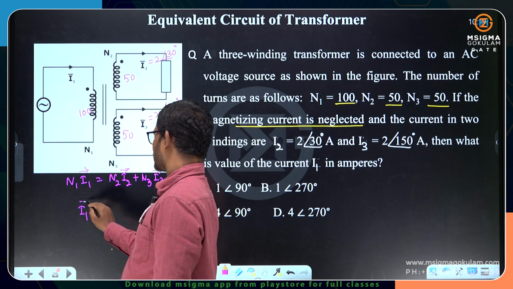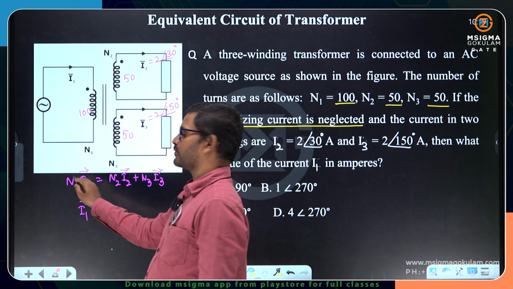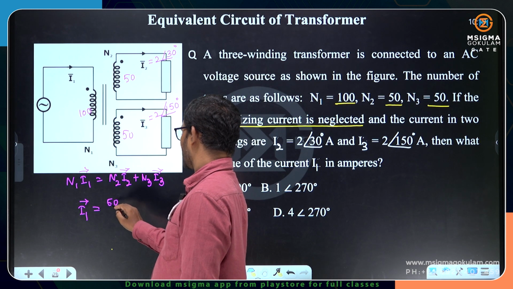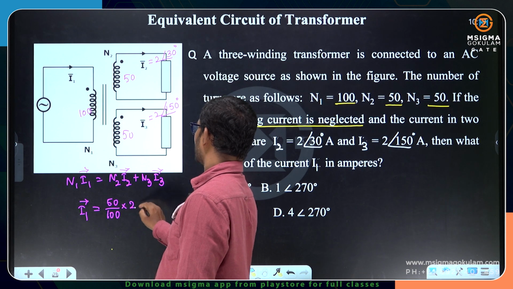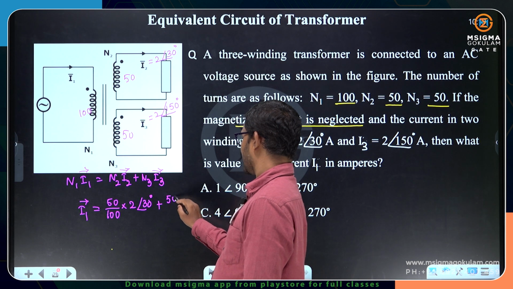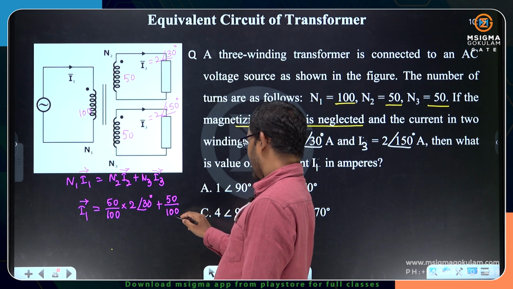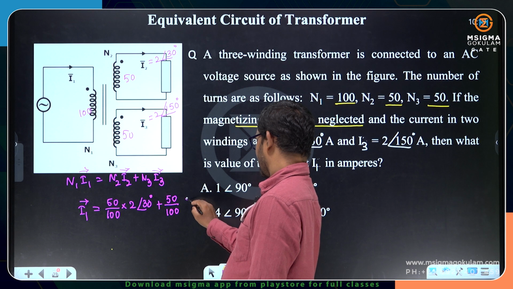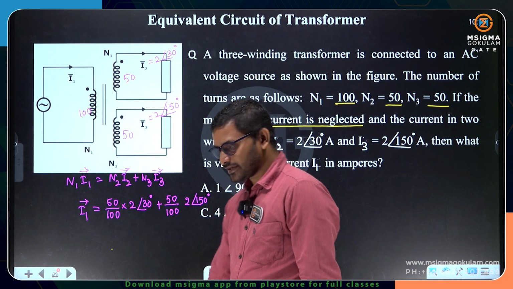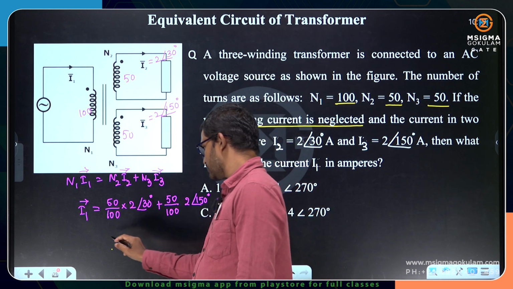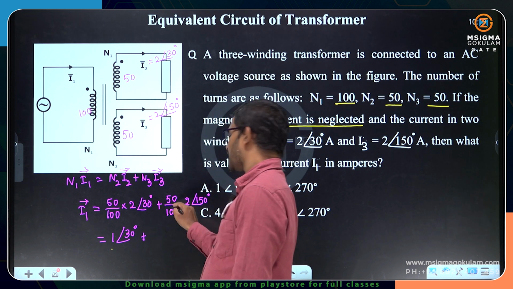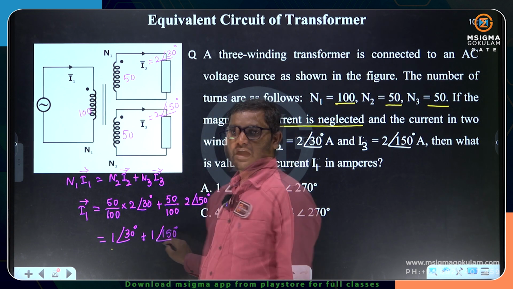So I1 I wanted to calculate. N2 by N1, if you bring this N1 onto the right side, N2 by N1 is 50 by 100 into I2 is 2 at an angle 30 plus N3 is 50 by 100. Now I3 is how much? 2 at an angle 150. Okay, so it comes out as 1 by 2, here also 1 by 2, 1 by 2 into 2, just 1. So 1 at an angle 30 plus here also 1 at an angle 150. How do you solve this one?